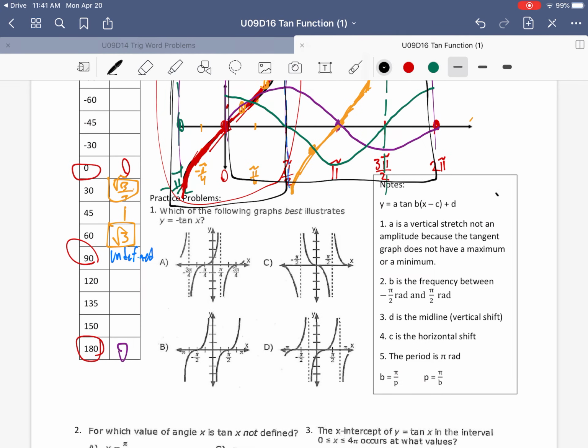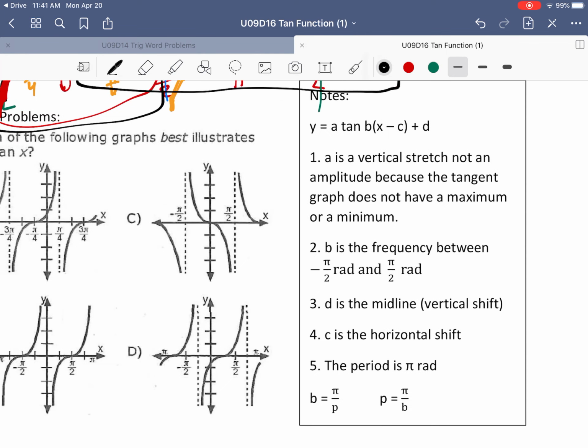So important notes is that the equation y equals a tan of b x minus c plus d, all these values are similar, but we have a couple of things we need to note that are different. Firstly, a is the vertical stretch, not an amplitude, because it does not have a maximum or a minimum, because as we approach the asymptotes, we either approach infinity or negative infinity. So there's really no value that changes with a other than the values at 45 degrees and negative 45 degrees. If you made a 3, then it would be at 3 at those values.